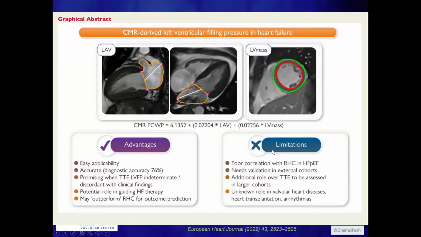The limitation of using MRI is that it doesn't do well in our HFpEF patients. Number 2 is basically we do not really know the role of this in patients who have other types of underlying heart disease, whether valvular heart disease or arrhythmias.